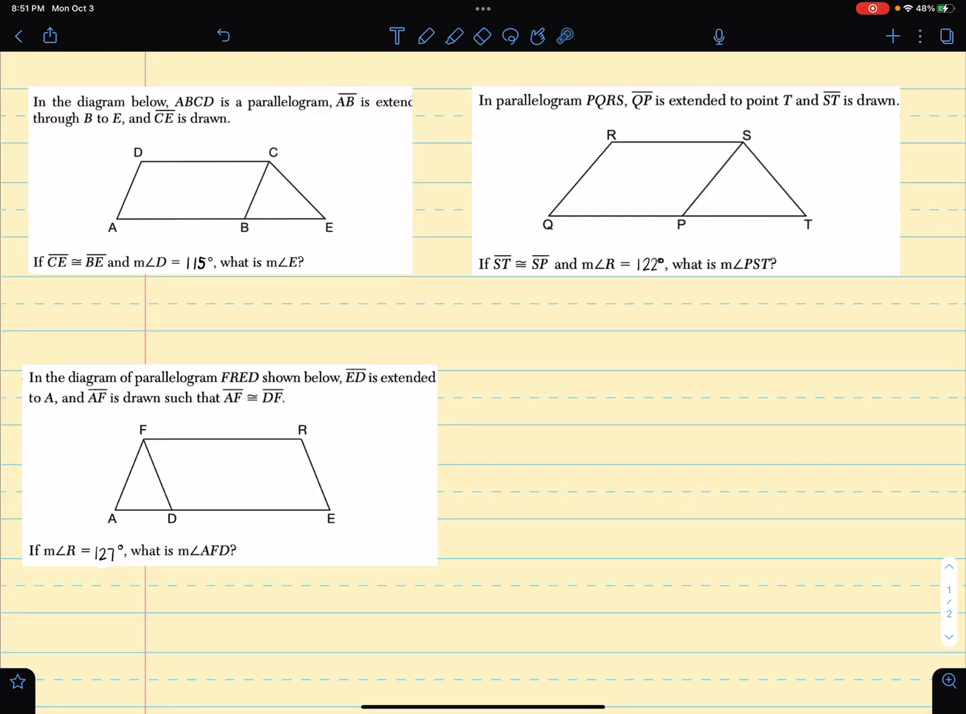So today we're going to look at some parallelogram problems where it involves isosceles triangles. Just a review on what an isosceles triangle is. An isosceles triangle means that there are two equal sides, two equal angles.